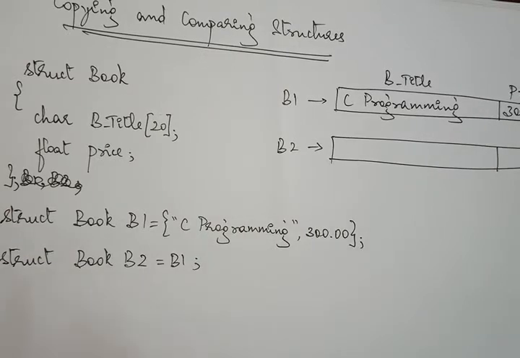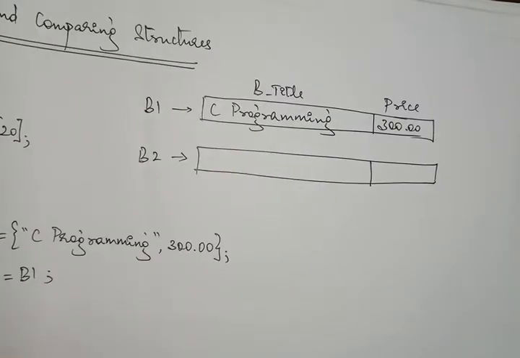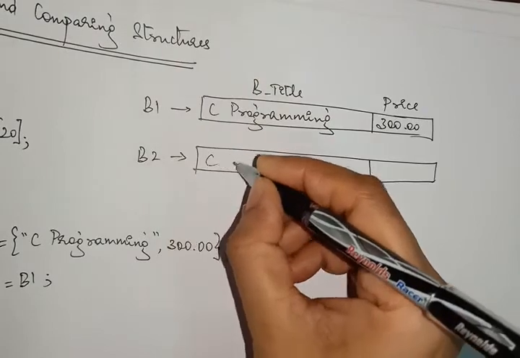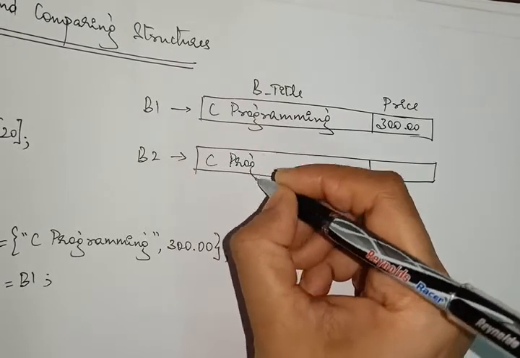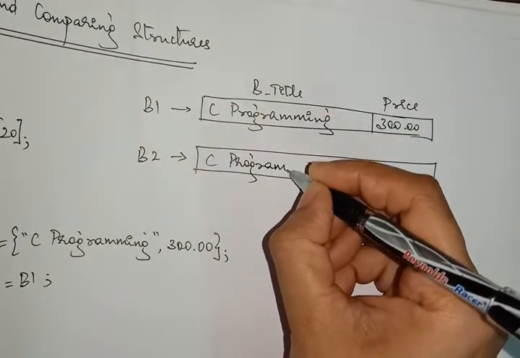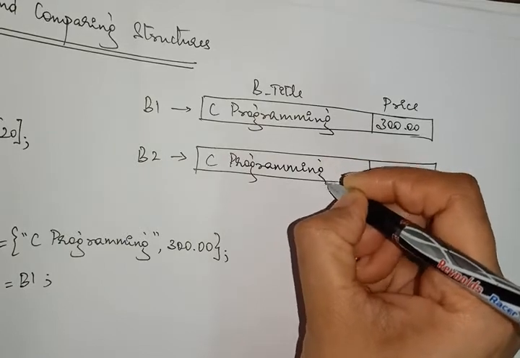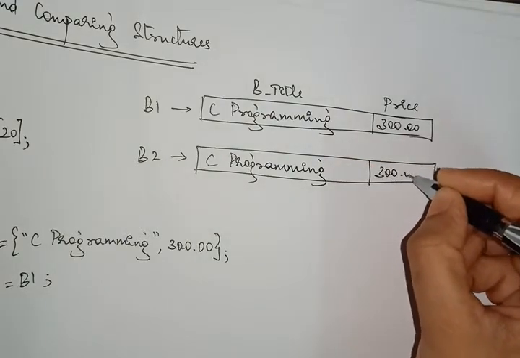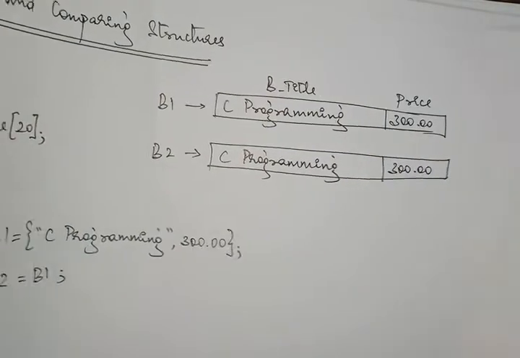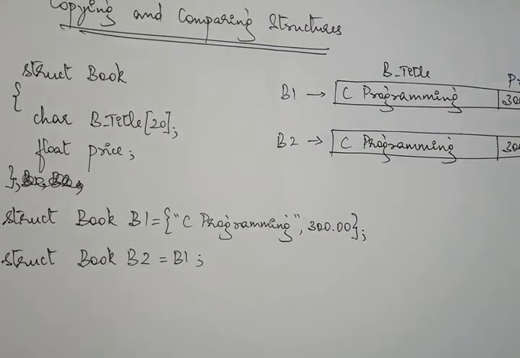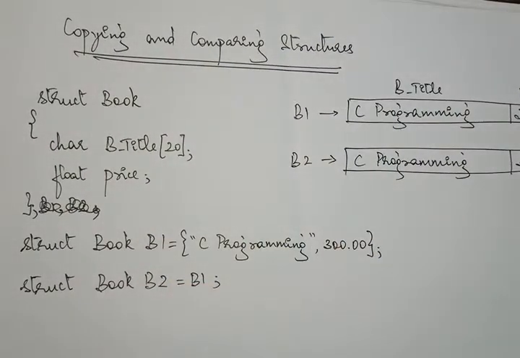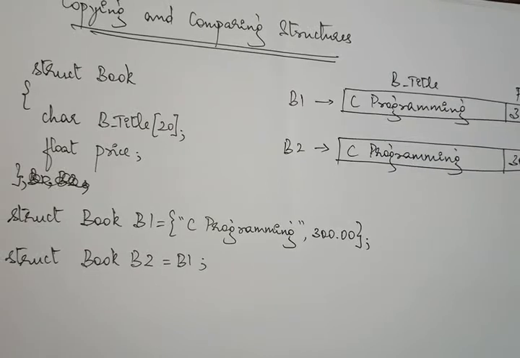So what happens in that case? B2 gets memory allotted and the contents of B1 get copied to B2 as well. This is quite simple: copying from one structure to the other structure. This is one way.